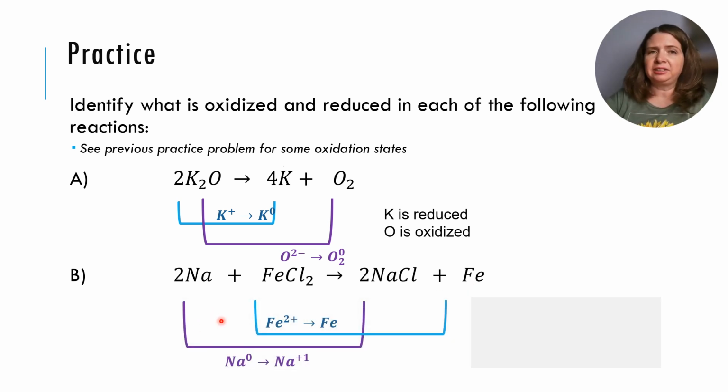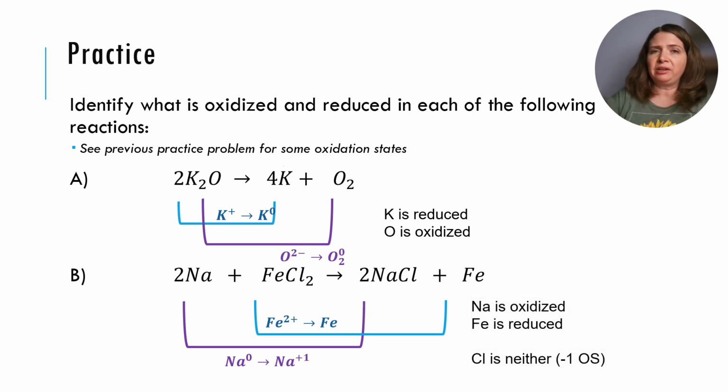Now let's analyze the changes. Sodium goes from 0 to +1. Its oxidation state increases, so sodium is undergoing oxidation. Iron goes from +2 to 0. Its oxidation state decreases, so iron is undergoing reduction. Chlorine remains -1 before and after the reaction, so it's not undergoing oxidation or reduction.